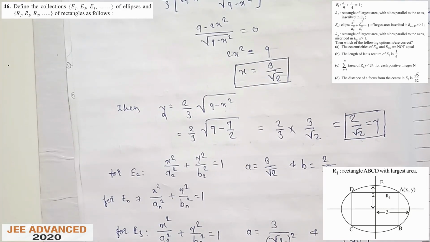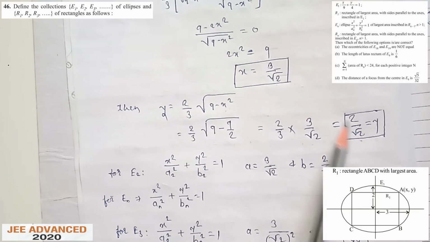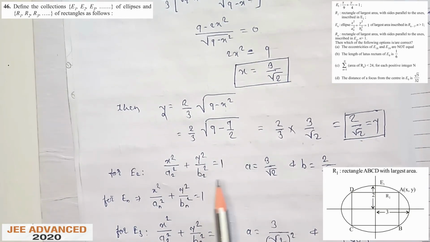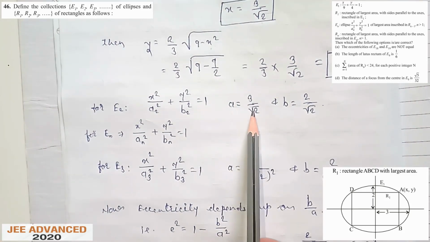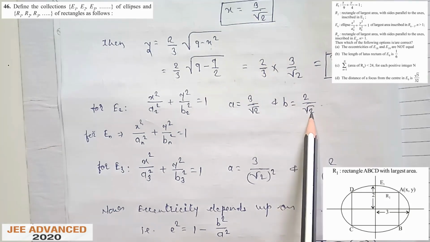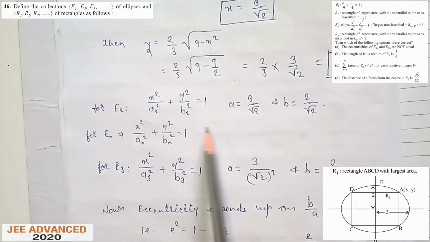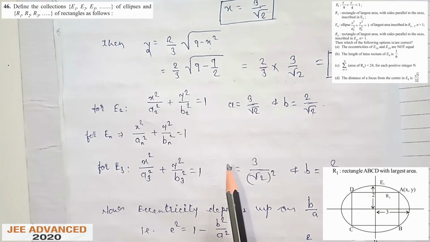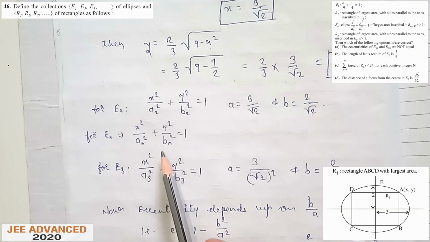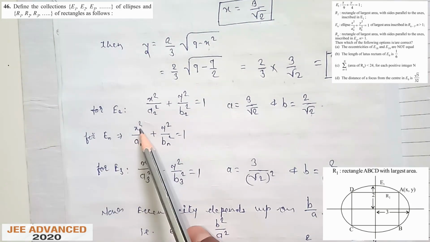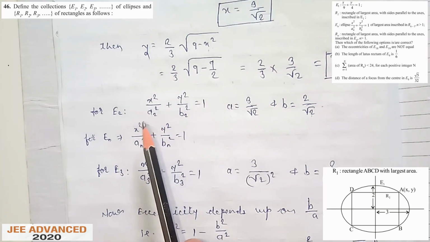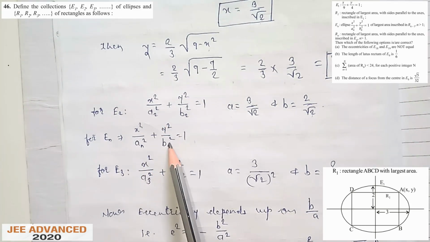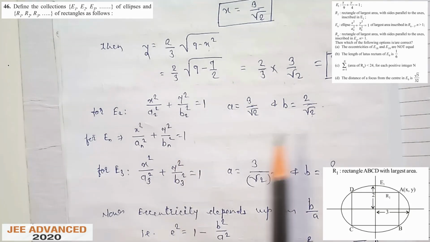Actually this is the term of a and this is the term of b, which will vary for every ellipse. So for e1 I got x and y, that means a and b here. Similarly for e2 you will get a2 as 3 by root 2 and b2 as 2 by root 2. For E3 up to En, what have we been given? The nth ellipse, x square by an square plus y square by bn square equals 1. So this is the nth equation of the ellipse, and for that we will get different an and bn.